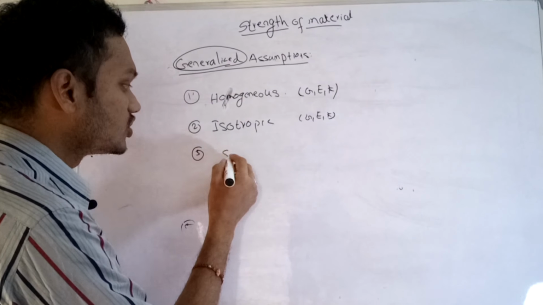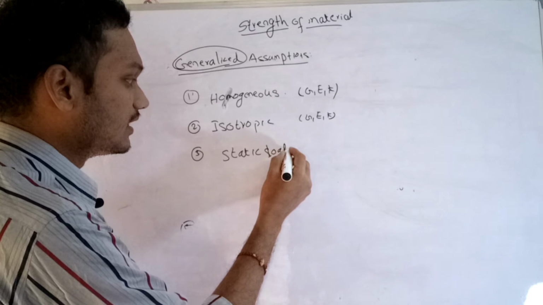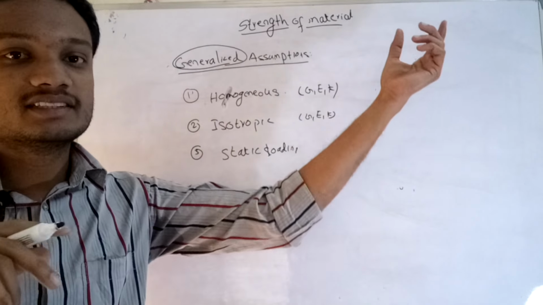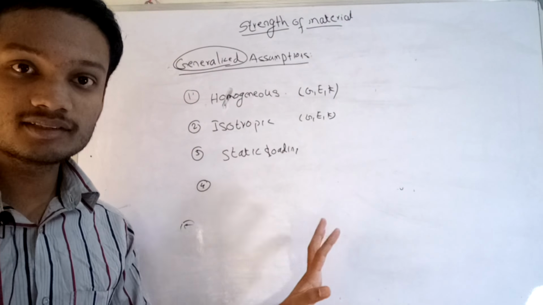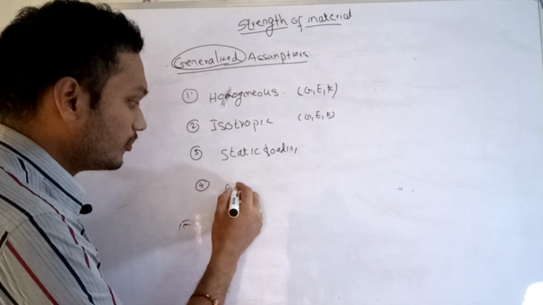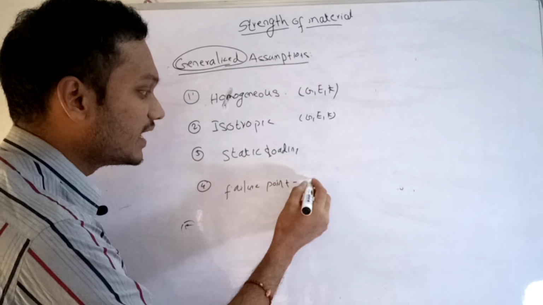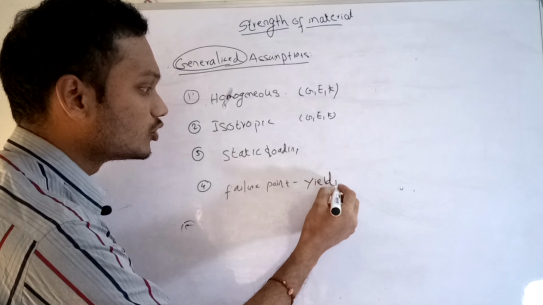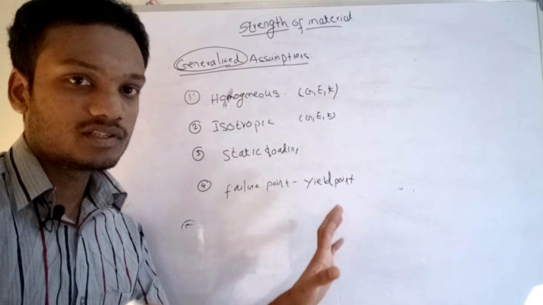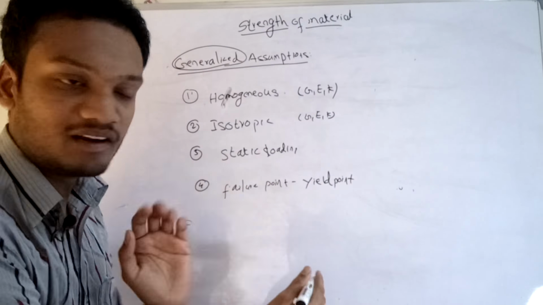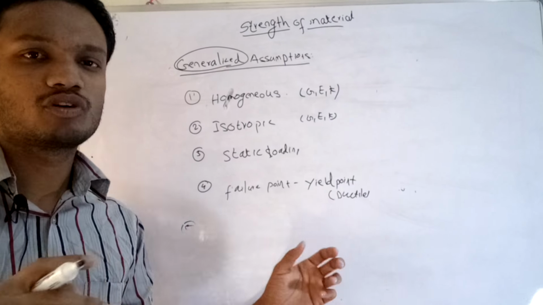Third thing is static loading. The whole strength of materials deals with static loading. Next important assumption is the failure. In strength of materials, the failure point is considered to be the yield point. This assumption is valid for ductile materials, and we will see the assumption for brittle materials later.